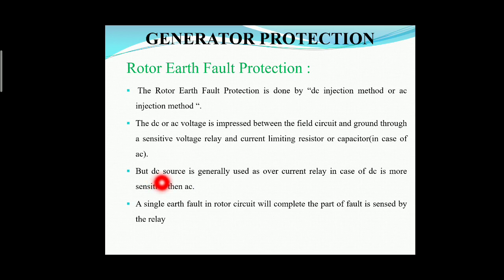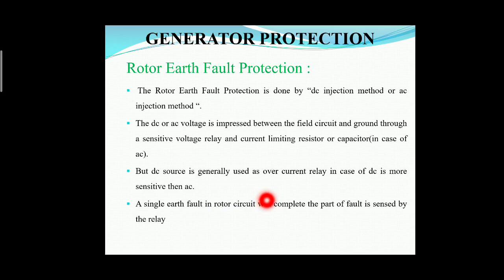But a DC source is generally used for the overcurrent relays. In case of DC, it is more sensitive than AC. Next, the AC and DC injection method for rotor earth fault protection.